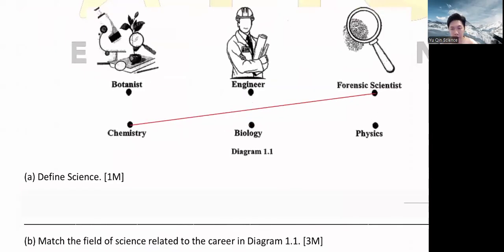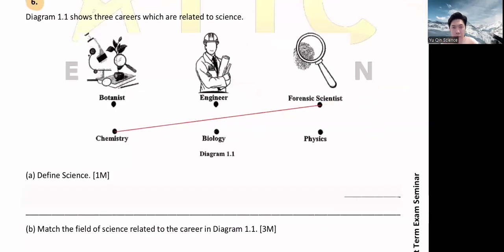Chemistry: forensic scientists are scientists that figure out murder cases. They have to find out the scenario. So it's a combination of chemistry and biology actually, because it's a murder case, for example. It consists of a human being or body, and then chemistry is also involved. Botanist is biology obviously, to study plants, and engineer is physics.